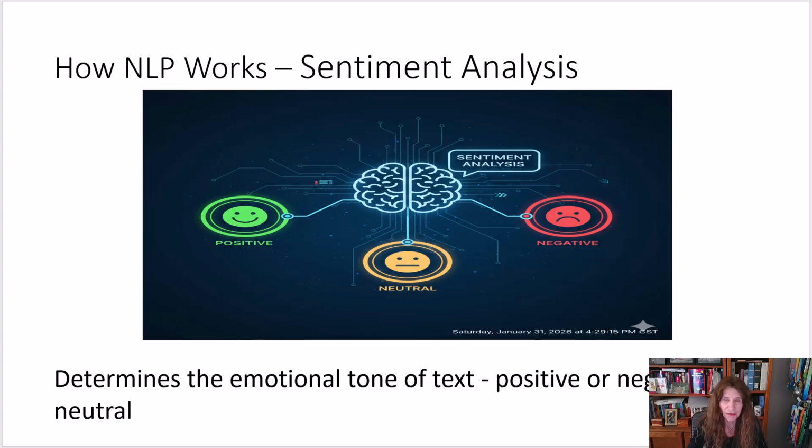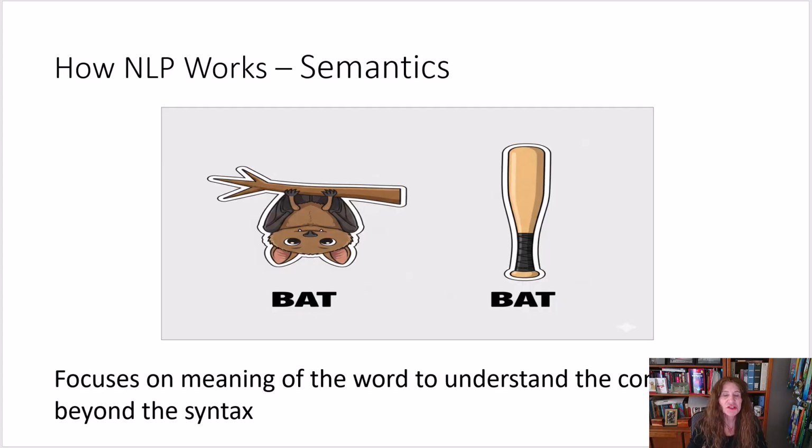Sentiment analysis, a very important aspect of NLP, where it is able to determine the emotional tone of text, whether it be positive, negative, or neutral. And this is all done using machine learning. Semantics, teaching the computer the meaning of words so that it can focus on words correctly. For example, bat could mean an animal, could mean an object. So it is trained to understand the context, which goes far beyond the actual syntax.